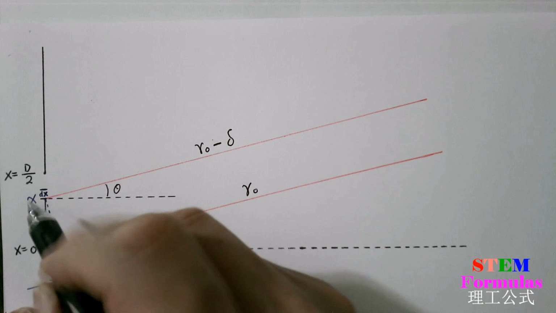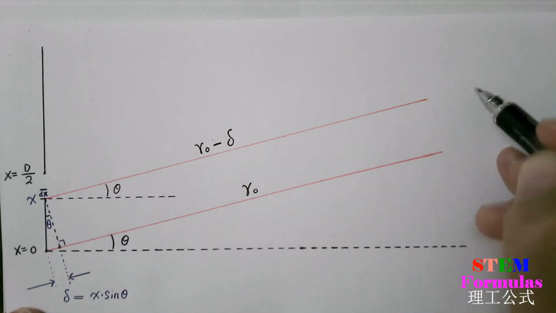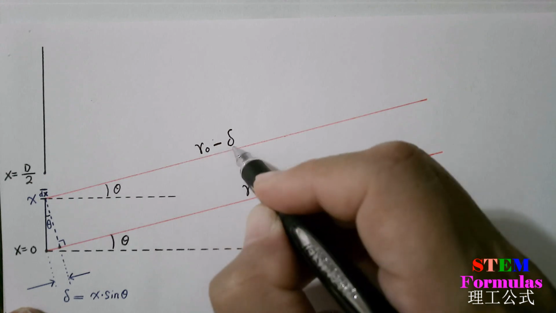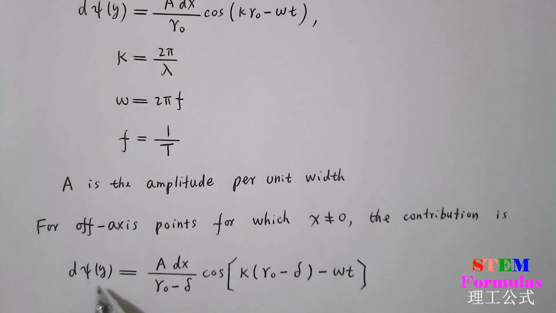So the length from x to the viewing point y equals R0 minus delta. Therefore, I have this formula: d psi y equal to a times dx divided by R0 minus delta times cosine k times R0 minus delta minus omega t.